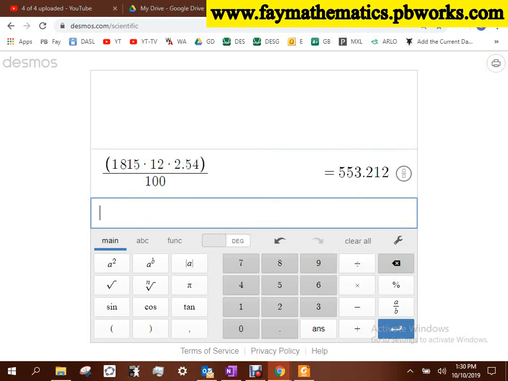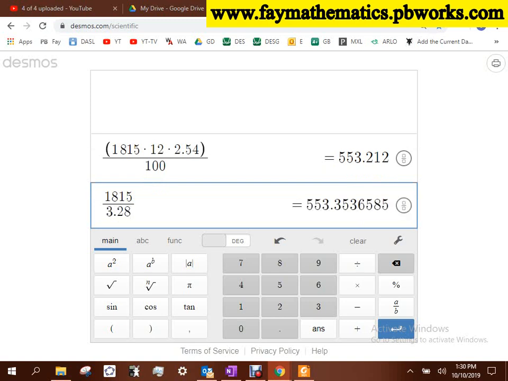Okay. Earlier we had 1815 divided by 3.28, right? Are those numbers pretty close to one another? Okay, but the 553.212, I think in the notes I actually wrote it 533, but 553.212, that's a better answer because 2.54 centimeters equals 1 inch is a better conversion factor.